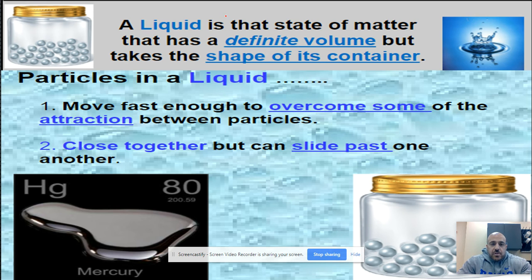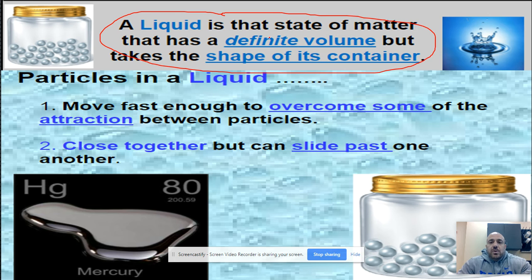On this slide, make sure you have this definition in your notes of liquid. It says it has definite volume, meaning it has space, but the shape is of whatever you put it in. So when we say the shape of its container, we're saying whatever you put it in is the shape it will take. If I have a pop bottle and pour liquid into it, it takes the shape of the pop bottle. If I pour that out into a big pan, it takes the shape of the pan. If I pour it out on the table, it just spreads out all over the place.